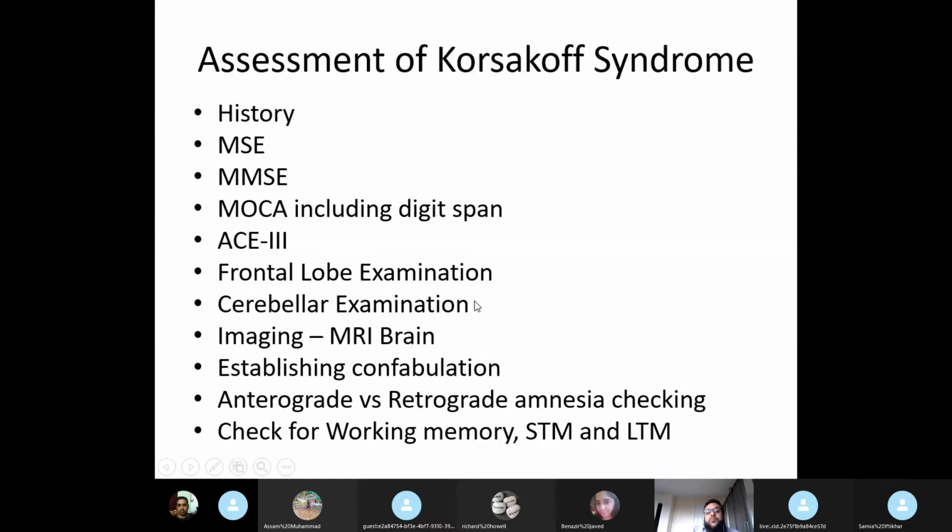So cerebellar examination, you can see, because of alcohol there could be deficits in there.